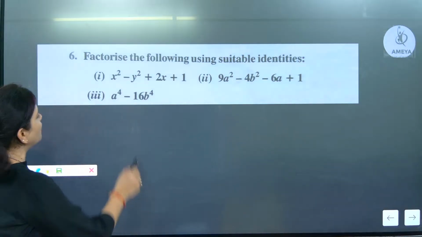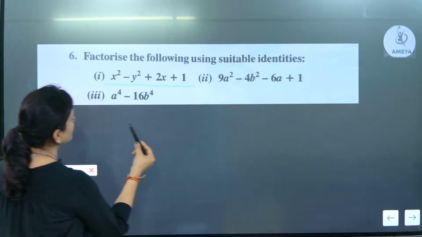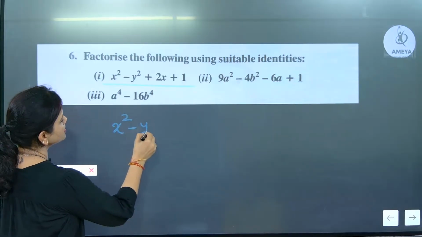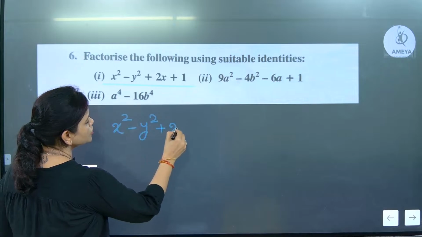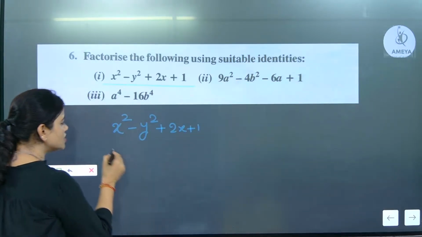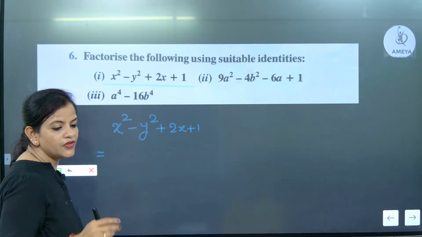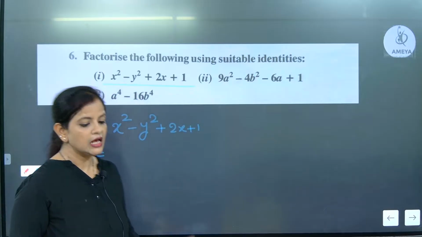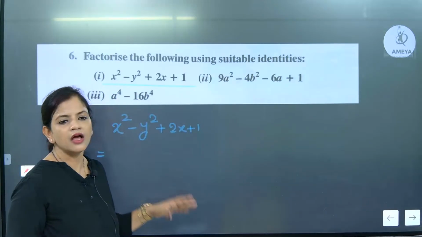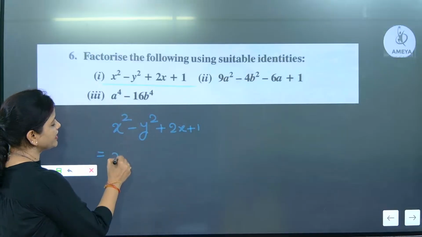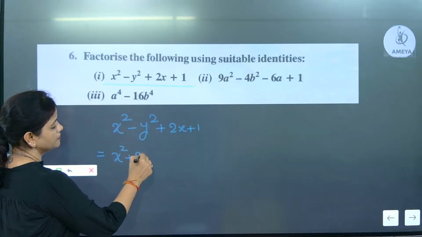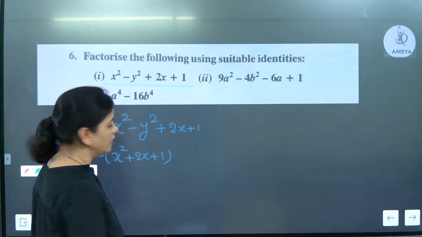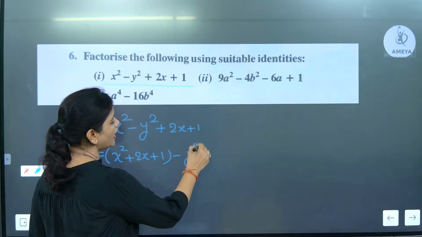Children, look here. Our first question is this one. The question given to you is x square minus y square plus 2x plus 1. First, we will separate the variables, that is, the x variable and the y variable. So we can write x square plus 2x plus 1 on one side, and now the next part, minus y square.